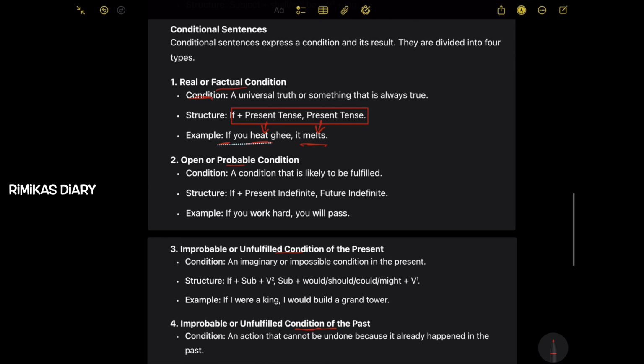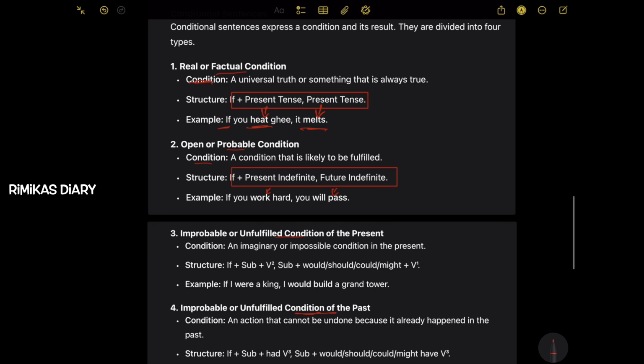Next, open or probable condition. So a condition that is likely to be fulfilled. Structure: if plus present indefinite, future indefinite. So if you work hard, you will pass. In this example, work is present indefinite, and will pass is the future indefinite.